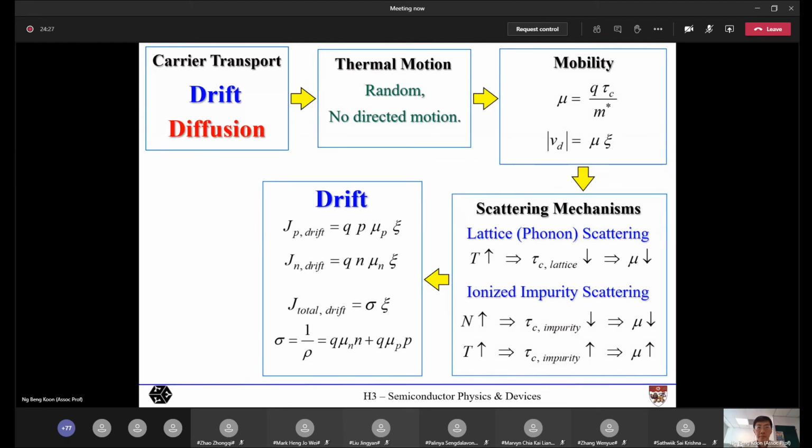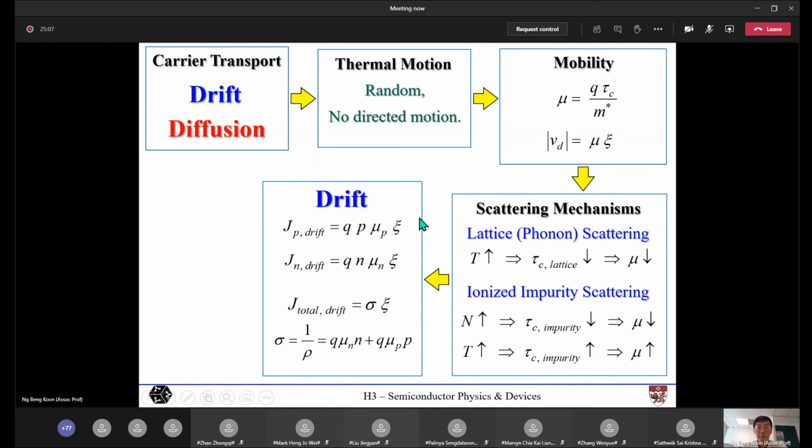Then we went on and derived the equations for the drift current density in a semiconductor. So under the presence of an electric field, if you have some concentration of electrons and holes, then what is the resulting current that's flowing in the semiconductor? We did a derivation for this, and we find that the drift current density, whether for electrons or holes, is given by the product of the charge, q, with the concentration of the carriers, depending on whether you're looking at electrons or holes, and the corresponding mobility and the strength of your electric field.